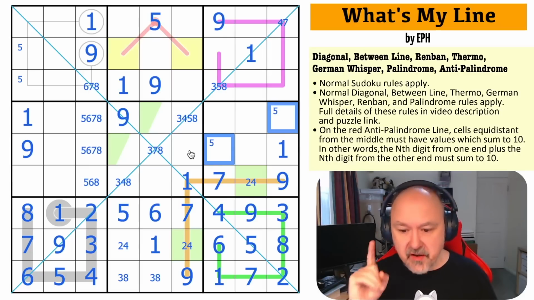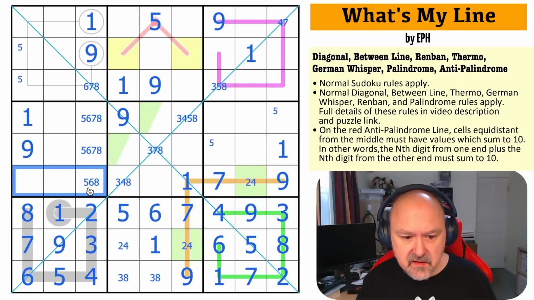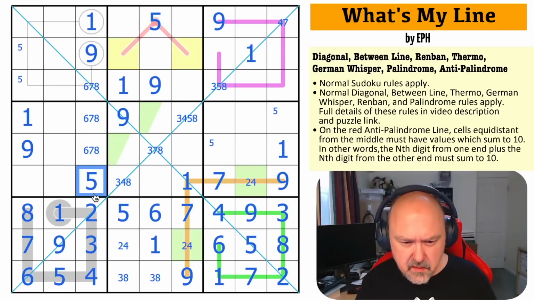Right. None of these can be 5, because that's a 1, that's a 3, 4, 8, and 5 sees that. So 5 has to be down here. But 5 also has to be in here for this column. So that's the 5. Which again has done not much. But it was something.